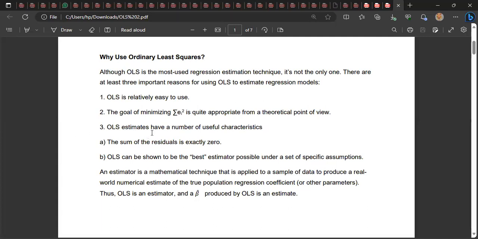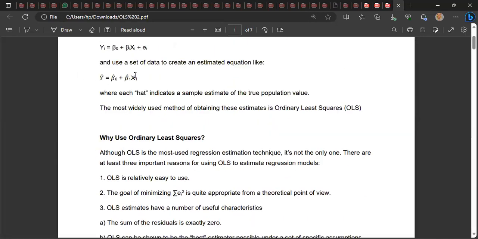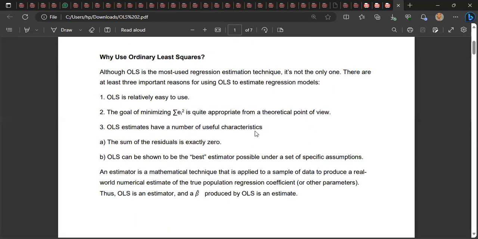Right, number 3, your OLS estimates have a number of useful characteristics. These two are the biggest. The sum of residuals is exactly 0. Why is that the case again? This line basically runs in the middle of your data on that scatter plot. So the line that gives you this equation, which comes from using your ordinary least squares, means the sum of residuals is going to be 0, so it runs in the middle.